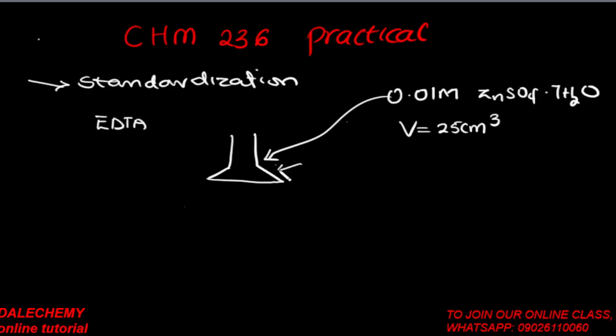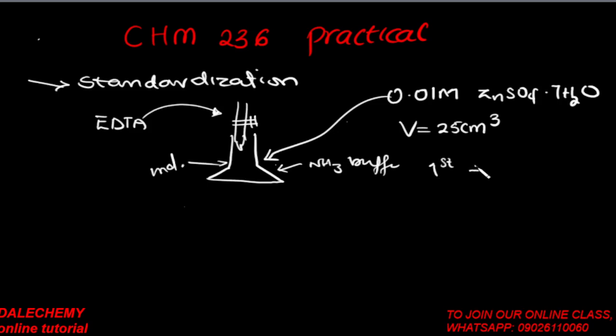So after you add your ammonia buffer, you still add your indicator. Alright, so after that, then you now titrate. Your EDTA that you want to standardize will be in your burette. So you now standardize. How do you standardize? Then you titrate. So you find the first titer value, second titer value, and third titer value, divide by 3. And you can use 1 and 2 if you have done rough before.